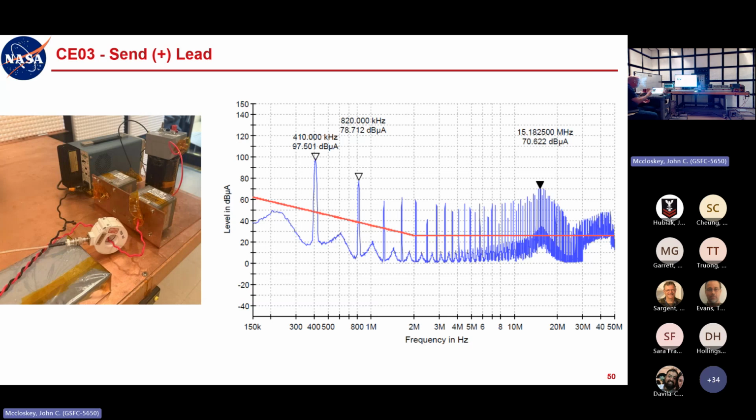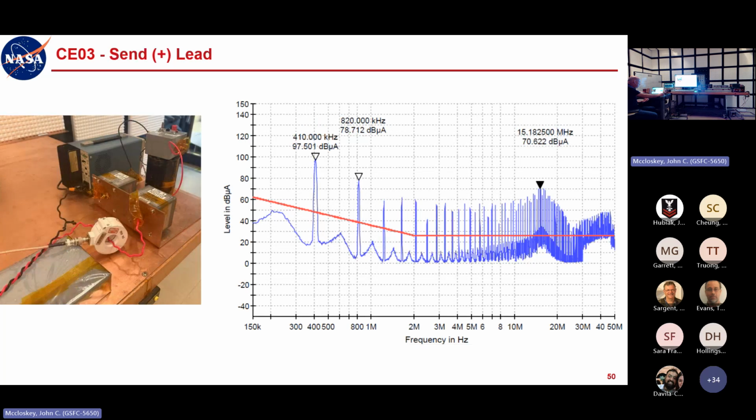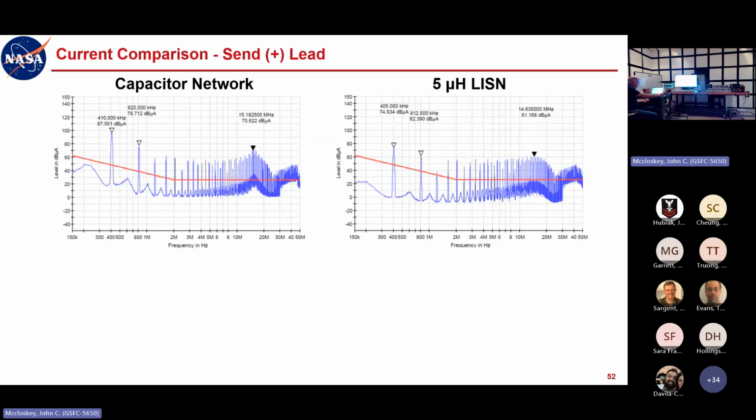So now we'll take our traditional CEO3 measurements, single wire measurements. I know I've been saying we do a true differential mode measurement. That's coming, but I'm doing these measurements to prove a point. So we'll take this measurement on the send lead, take the same measurement on the return lead. There's not really a heck of a lot of difference, not that we can observe anyway. But then we'll do the side-by-side comparison of the current that we measured with the capacitor network versus what we measured with the 5 microhenry Lisen.